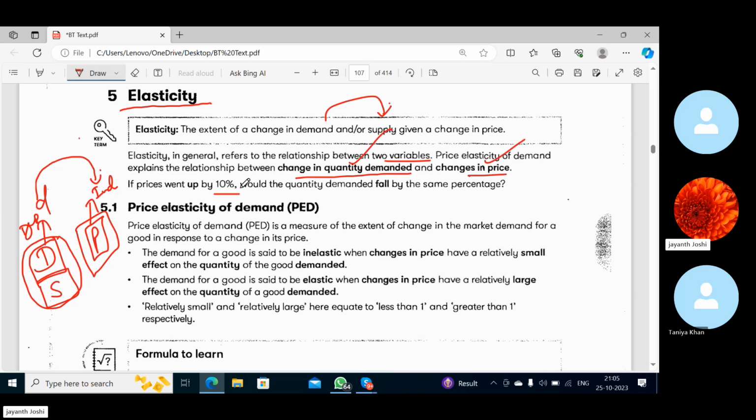If price went up by 10%, let's say, how is the quantity demanded going to behave? Is it going to fall by the same percentage? That's the question. No, it is not going to happen always. Sometimes it may fall by the same percentage, sometimes by a very high percentage, sometimes by a lower percentage. Let's say the price has gone up by 10%, and demand responds very little. The responsiveness in demand is very less. That means despite the increase in price, the decrease in demand is very minimal.